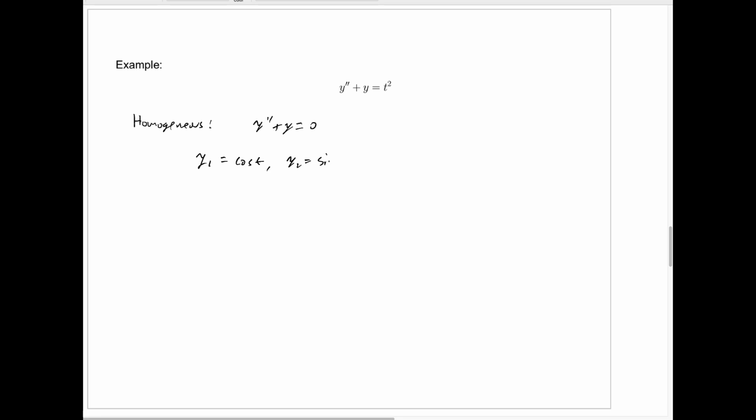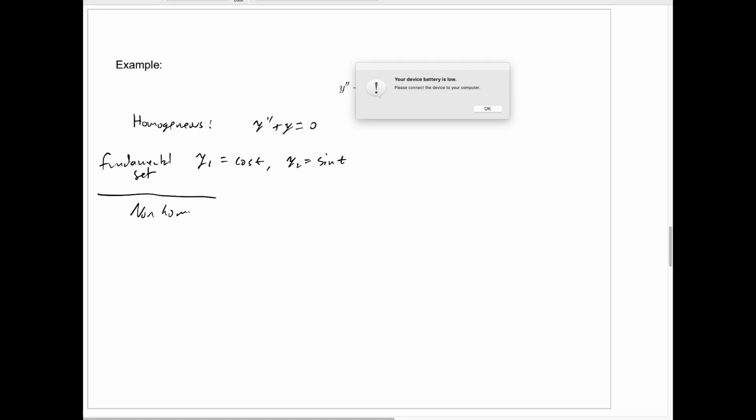That's a fundamental set of solutions. So the general solution to the homogeneous is just the set of linear combinations of sine t and cosine t. Now, what should we guess for our particular solution to the non-homogeneous equation? Well, here we have t squared. So you might think just guess a constant times t squared.